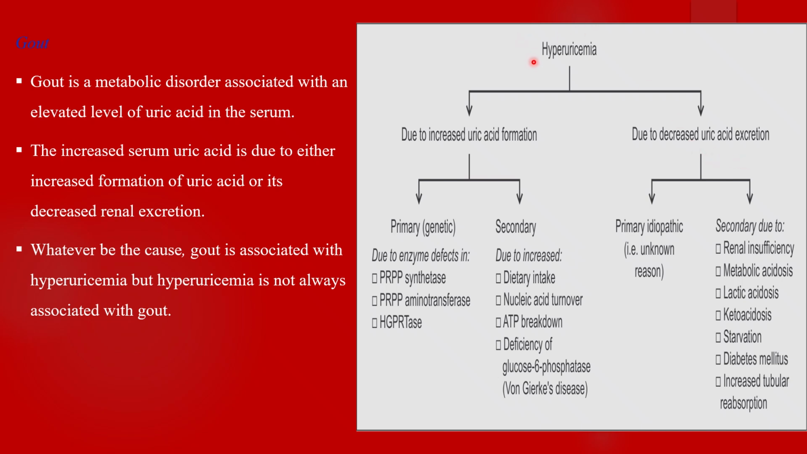Not all hyperuricemia can cause gout. Gout is a clinical syndrome associated with hyperuricemia and recurrent acute arthritis. It is a metabolic disorder associated with an elevated level of uric acid concentration in the blood or serum. The increased serum uric acid is due to either increased formation of uric acid or its decreased excretion. Whatever the cause, gout is associated with hyperuricemia, but hyperuricemia is not always associated with gout.